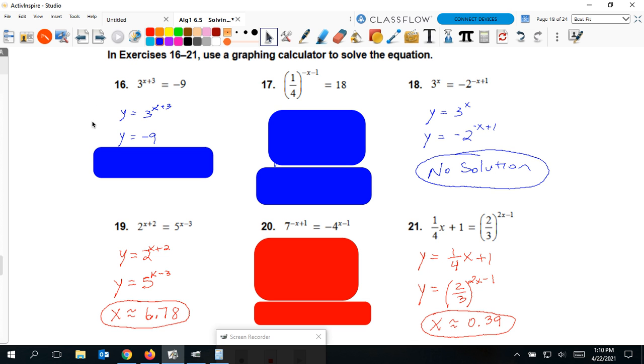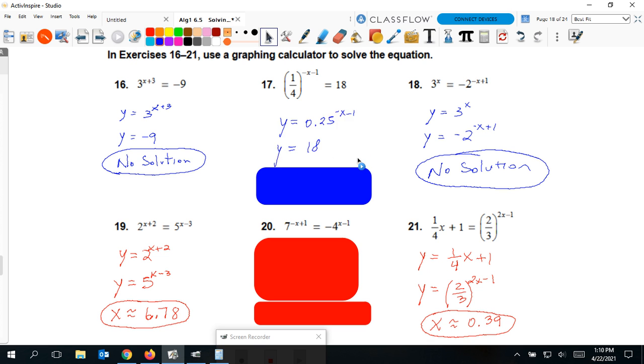Okay, so number 16, what you should have got on this one is no solution. These did not intersect. You have the y equals -9, but then this is going to be above it. It's not going to touch that y equals -9 line at all. So you should have no solution for 16. On this one here, you have a y equals 18. You have to put it in with y equals 18. Now in this one you could put 1 divided by 4 within parentheses, or if you prefer, you could make it 0.25. That's why it's showing here as well.